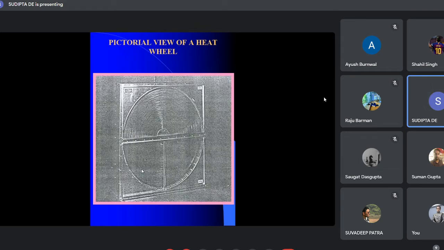So the pictorial view of a heat wheel, this is just I've taken from that David Rees book as it looks from one side of an industrially installed heat wheel.